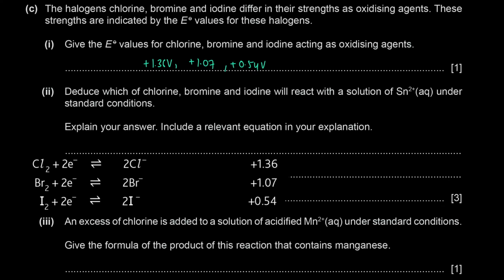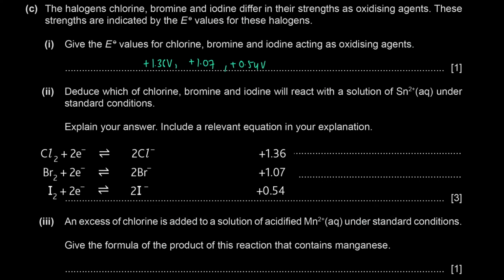The next part of the question says, deduce which of chlorine, bromine, and iodine will react with a solution of Sn²⁺ under standard conditions. Explain your answer. Include a relevant equation in your explanation. Now we have chlorine, bromine, and iodine. They're oxidizing agents, so they will undergo reduction. So the half equations as they're shown will be the half equations for the halogens. If they're reacting with Sn²⁺, since they're oxidizing agents, Sn²⁺ will be oxidized. In other words, Sn²⁺ will lose electrons.